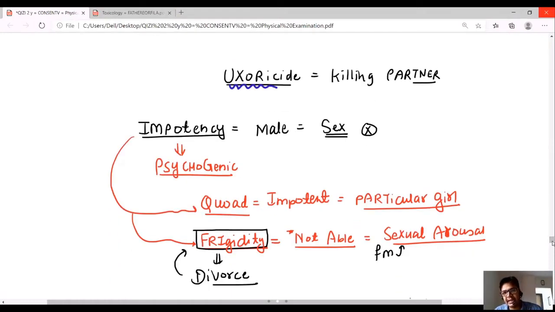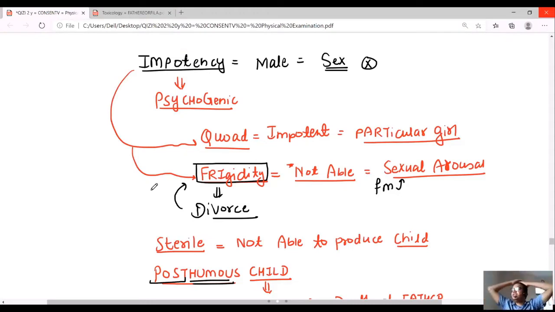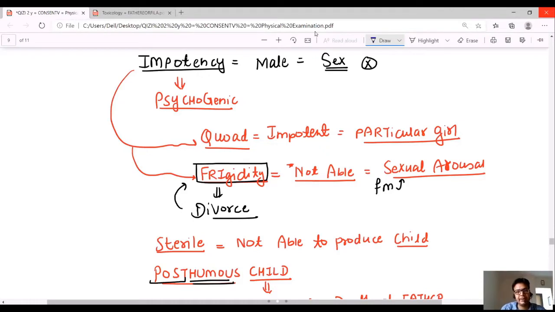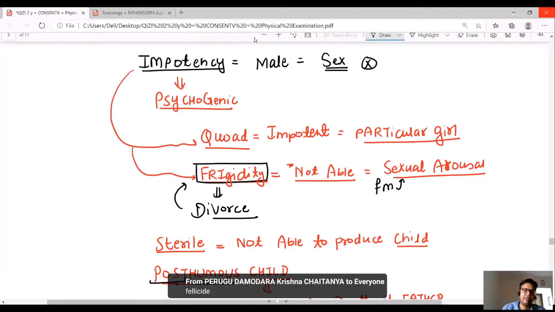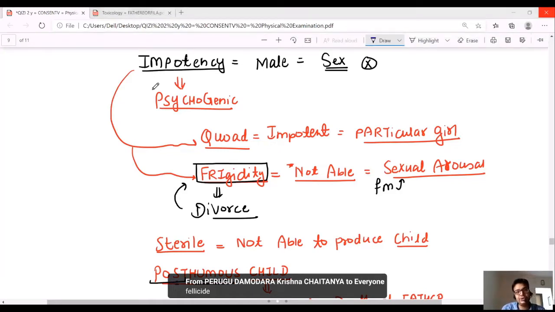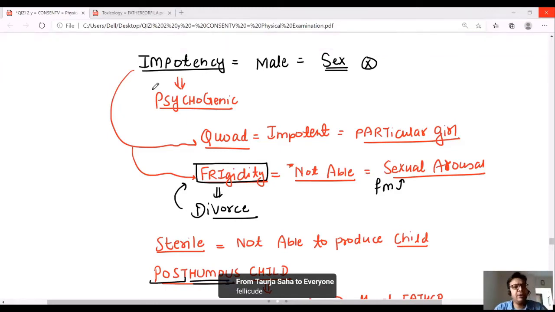Dr. Saab, there is a term which is known as uxoricide. What is uxoricide? If you are killing your partner, husband is killing wife, wife is killing husband, boyfriend is killing girlfriend, girlfriend is killing boyfriend, this word is known as uxoricide. Child killed by parents is known as filicide. Partner killing the partner is known as uxoricide. Very, very important.